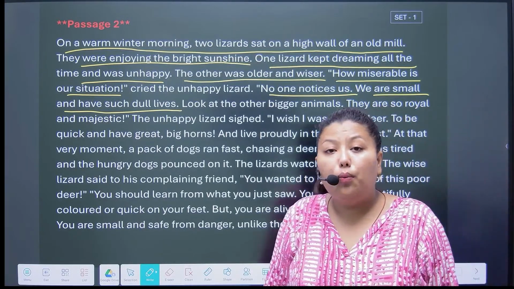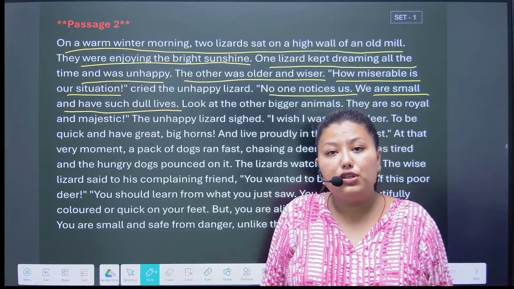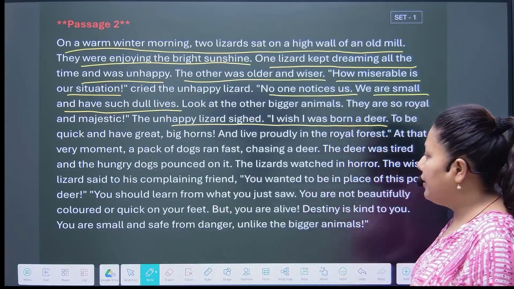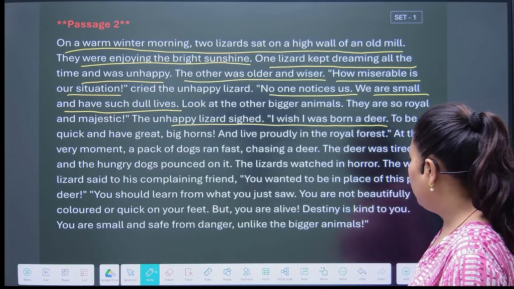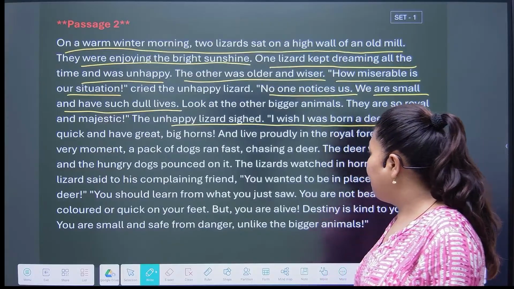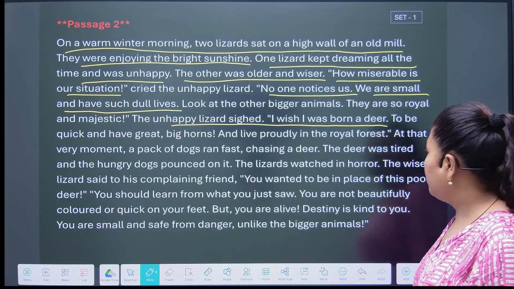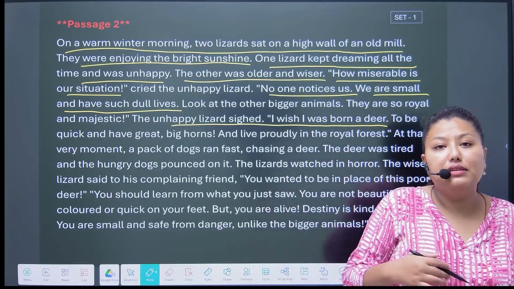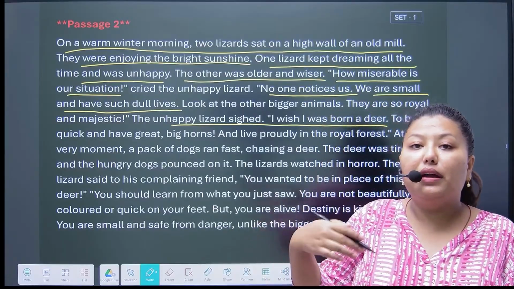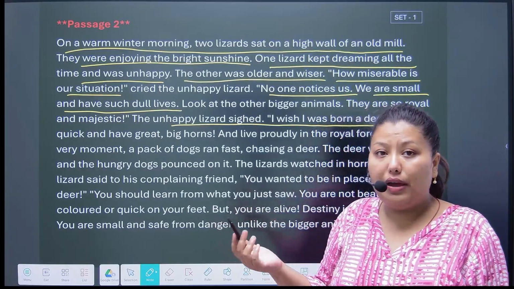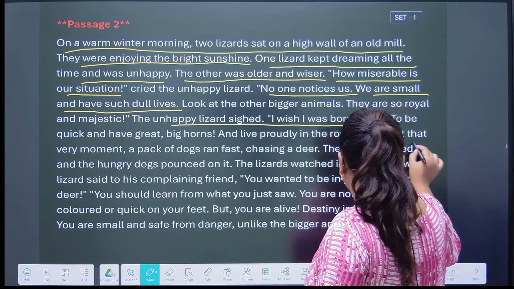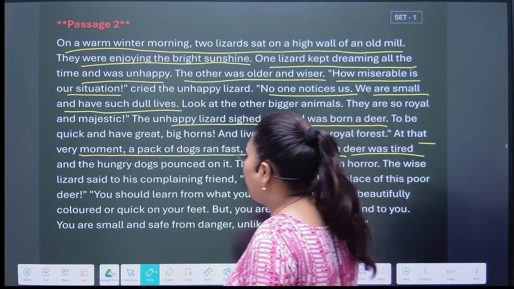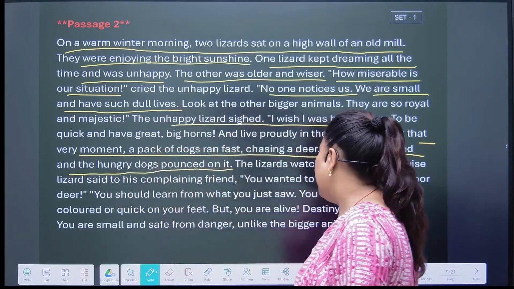Next. What did the unhappy lizard wish to be? The unhappy lizard sighed, I wish I was born a deer. Next question. When the unhappy lizard sighed that he wanted to be a deer, what happened at that very moment? At that very moment, a pack of dogs ran fast chasing a deer. The deer was tired and the hungry dogs pounced on it.